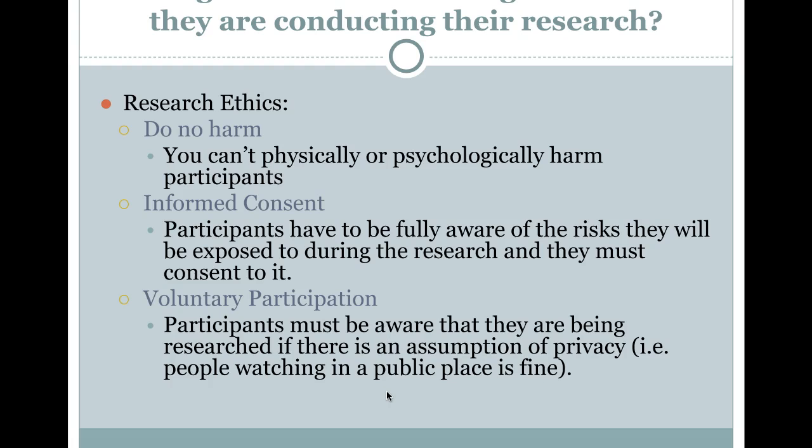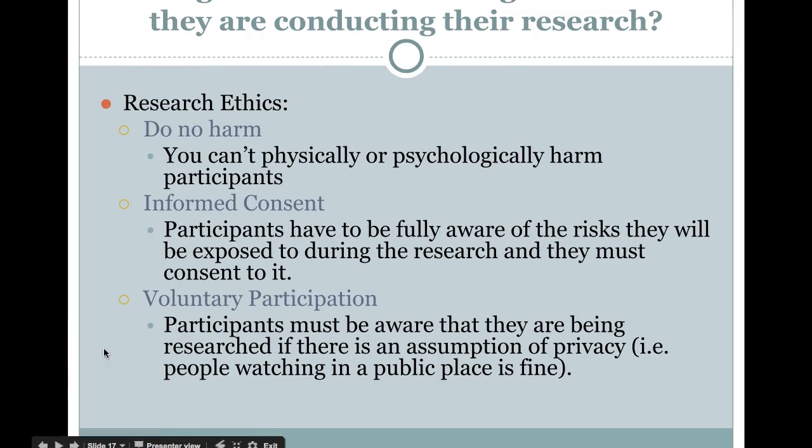So there are 3 real major components to research ethics. 1, you do not do any kind of harm, physical, psychological, otherwise. No harm can be done. You need informed consent. The participants need to be fully aware of any risks that could occur or that they can be exposed to within the process of the research. And they have to consent to that, saying, yes, I understand the risks and I'm okay conducting this research.